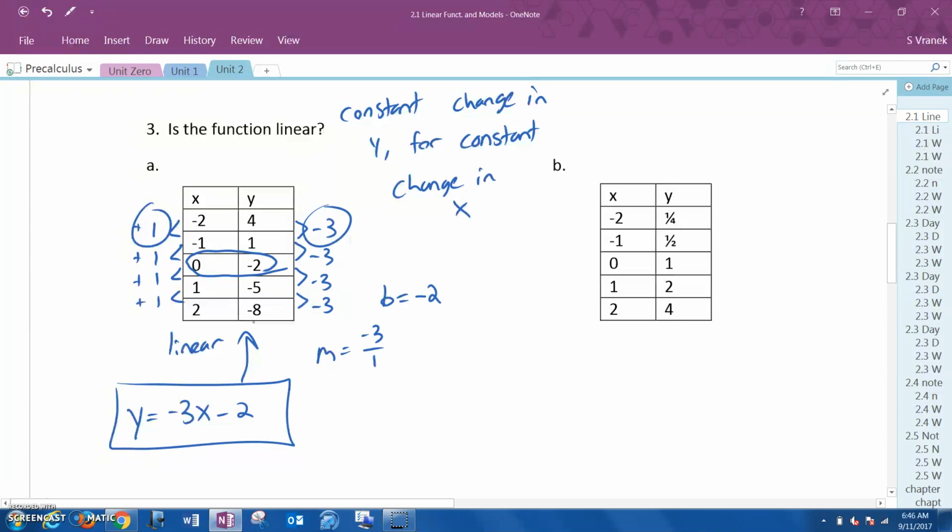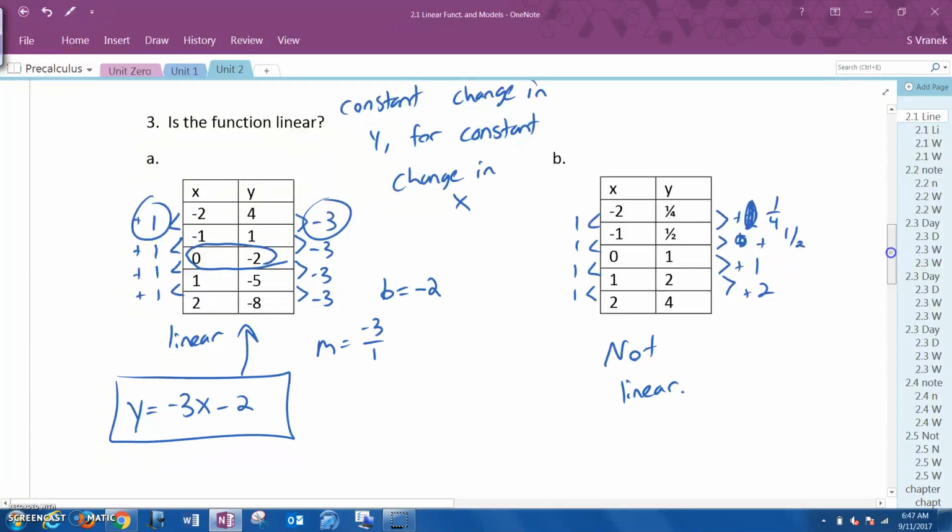Now you can only do that if there's that constant change though. So let's look at this one. This one's going up by 1/2. This one goes up by 1/2. And actually that's a lie. The first one went up by 1/4. This one's going up by 1/2. Between 1 and 2 goes up by 1, and 2 and 4 goes up by 2. And right away you guys should see that these are not going up by the same amount. So this is not linear. And then we don't have to do anything else with that, because it's not linear. All right, let's go on.